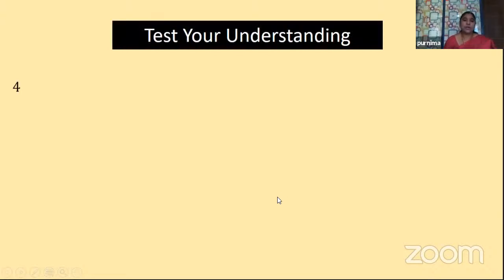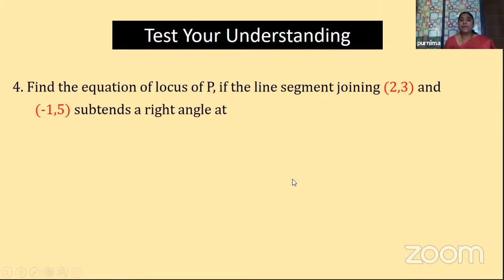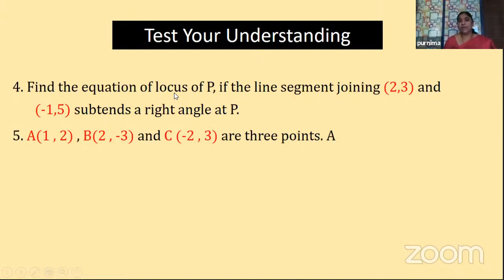Next question is find the equation of locus of P if the line segment joining (2, 3) and (-1, 5) subtends a right angle at P. Here what is given, children? It is a triangle which is having right angle at P. So again the 2 points are nothing but A and B. So it forms a right angle triangle. So we can apply Pythagoras theorem here. So this is a sum based on Pythagoras theorem.